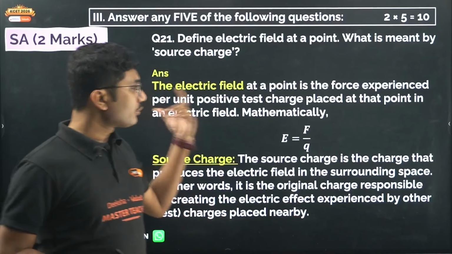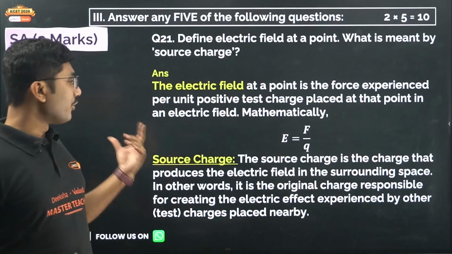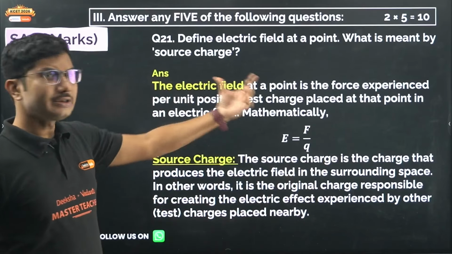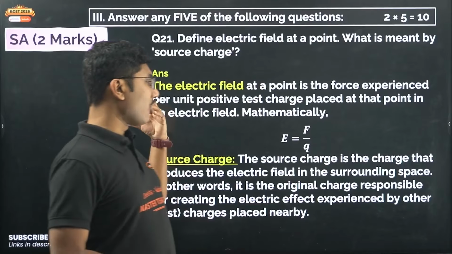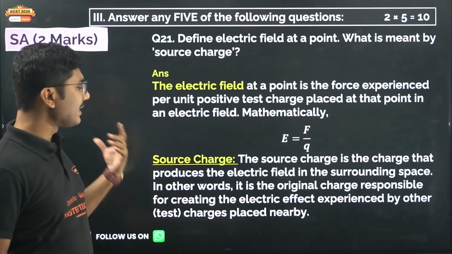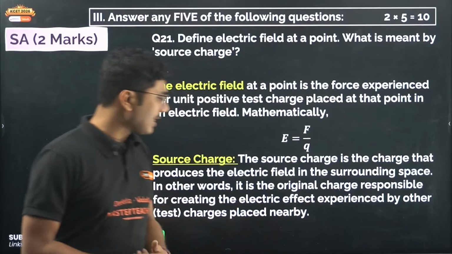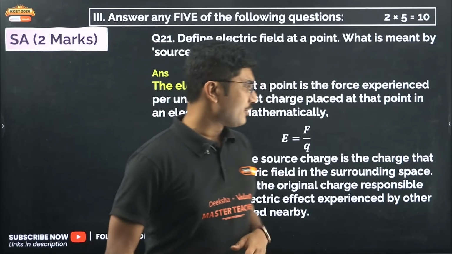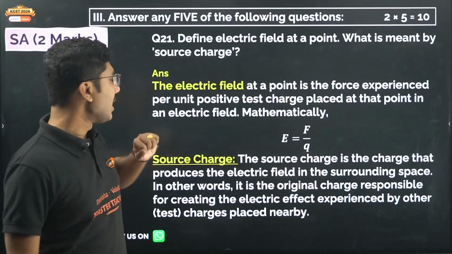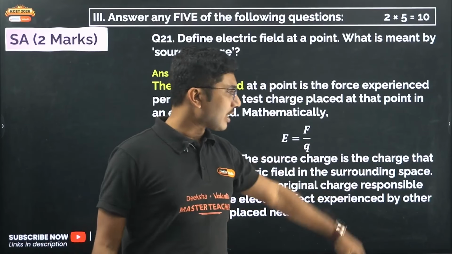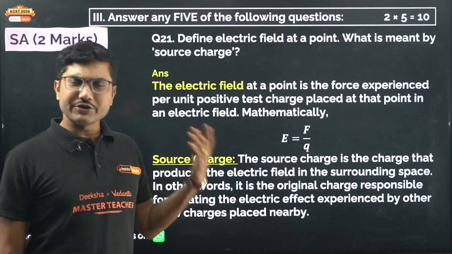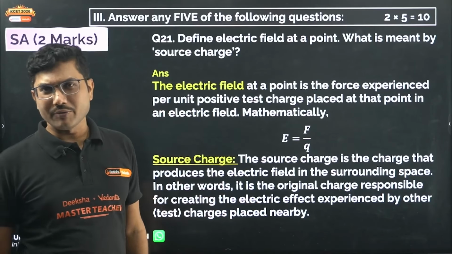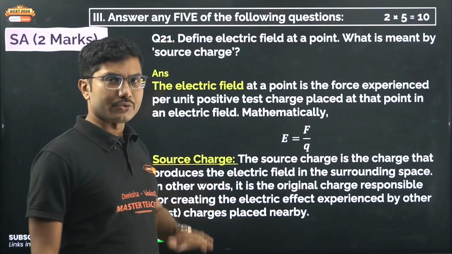Source charge is the charge that produces the electric field in the surrounding space. In other words, the original charge responsible for creating the electric effect experienced by other charges placed nearby is called the source charge. So you can mention any one of them. You can mention that the source charge is the charge that produces the electric field in the surrounding space, or that it is the original charge which applies force on any charge kept near it. This is called the source charge.